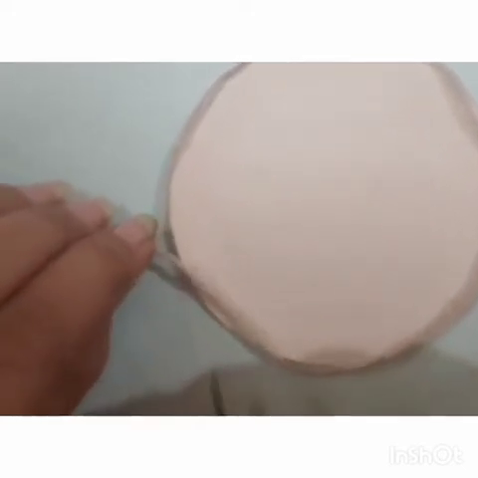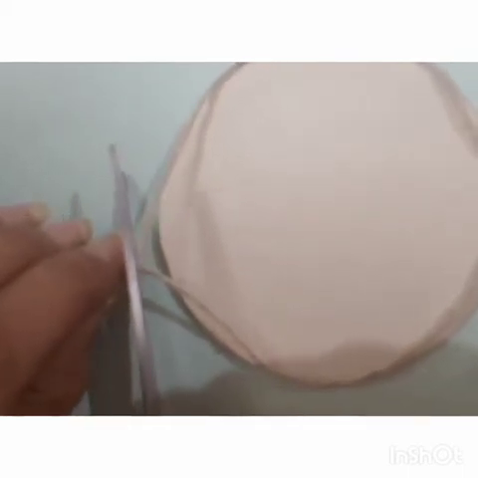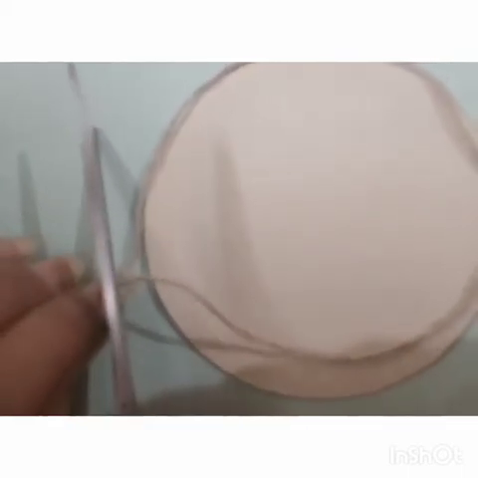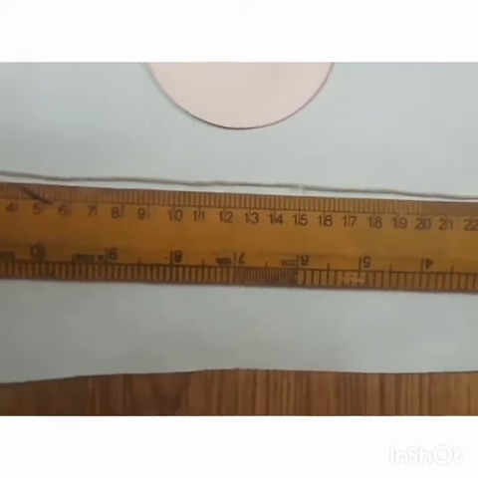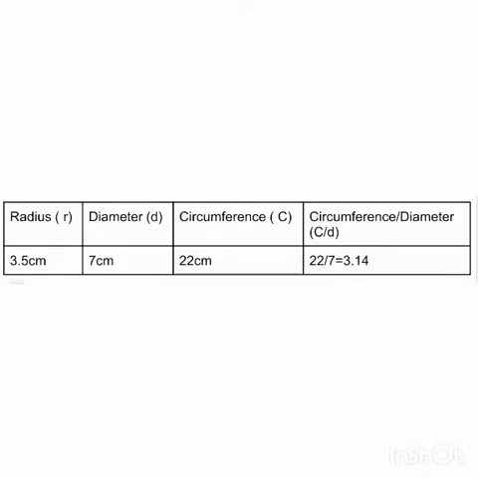Now cut the string with the help of scissor. Now measure the string with the help of ruler. As we have taken the radius 3.5 centimeter, the diameter is equal to 7 centimeter, and with the help of string we have found the circumference, that is 22 centimeter. When I divide the circumference by the diameter, we get 22 by 7 or 3.14.